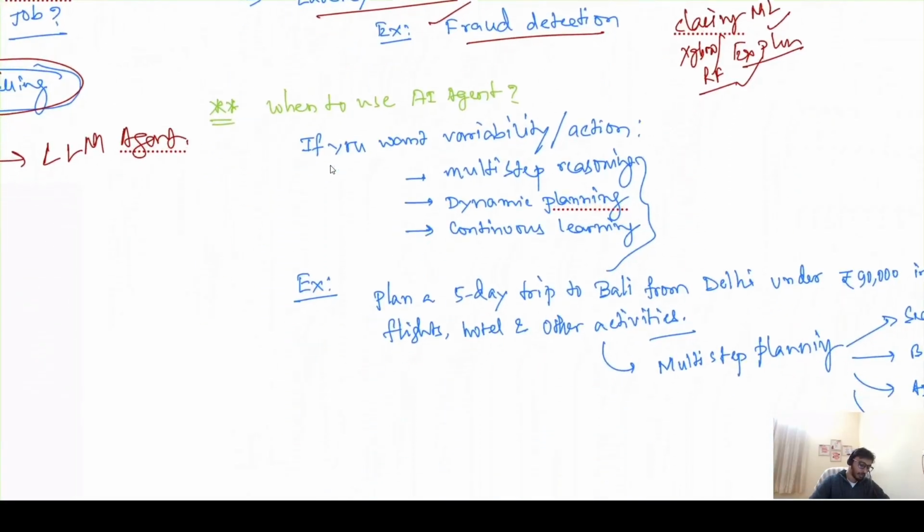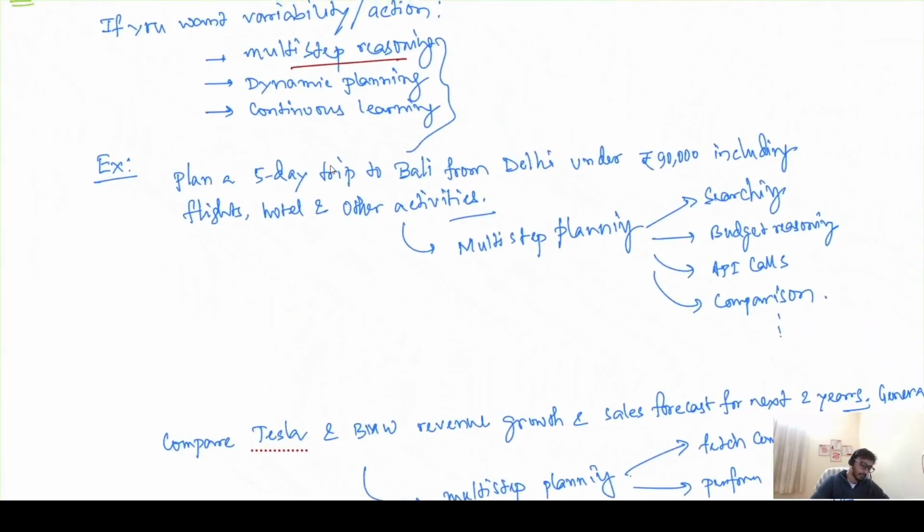Now, when can we use an AI agent? When you need to do dynamic planning or decision making, when you have multi-step reasoning, then you should go for an AI agent. Let's have an example.